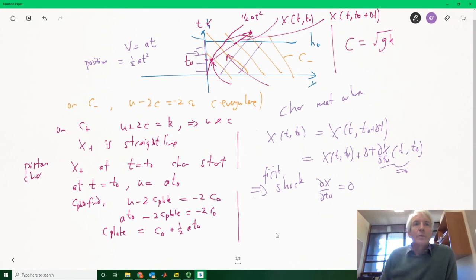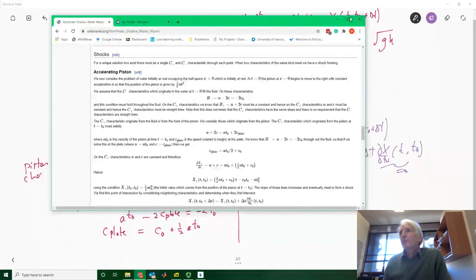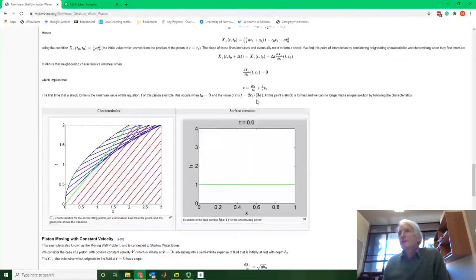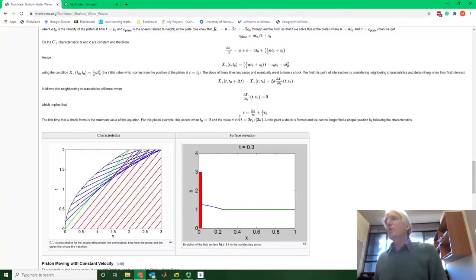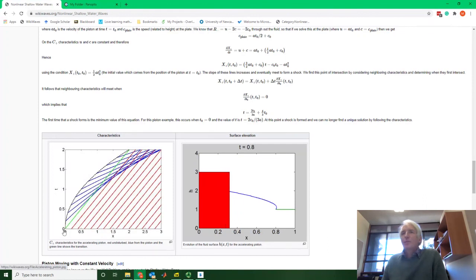Okay, so I'm now going to show you the notes quickly here. So there is our solution, and if we take the partial derivative with respect to t naught, I get this answer here. This is the time where the shock first forms. And the first shock that forms is the one that comes off at 0. This is the first time it meets here. You can see the characteristic lines getting steeper and meeting and crossing in this picture.